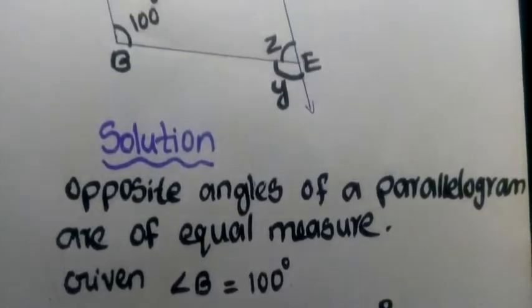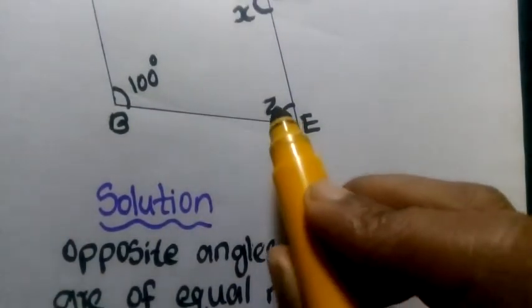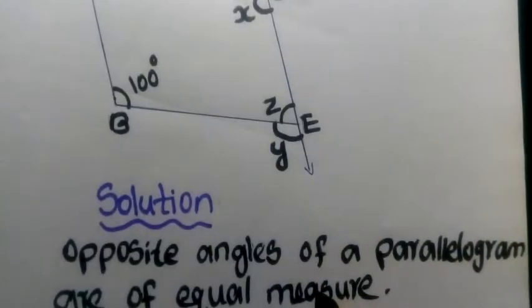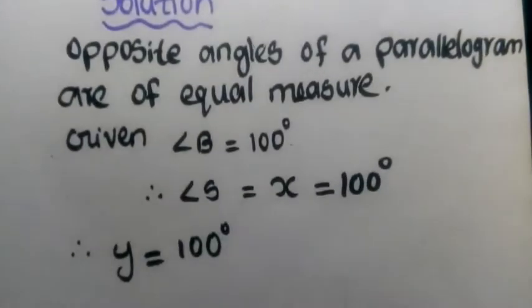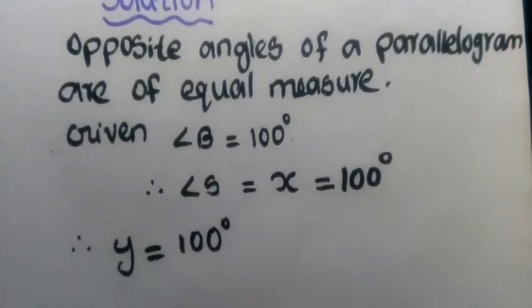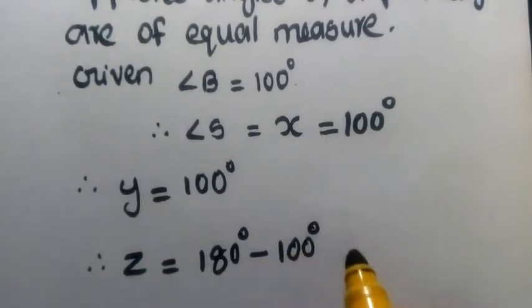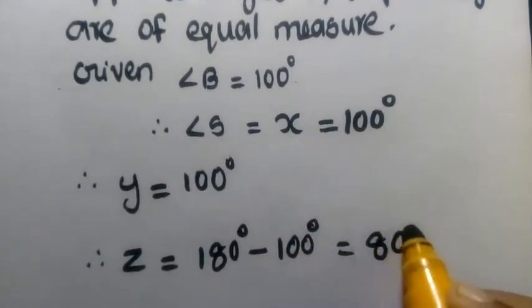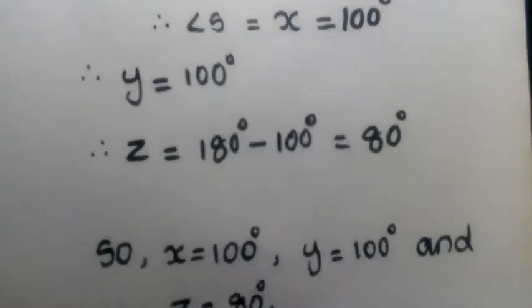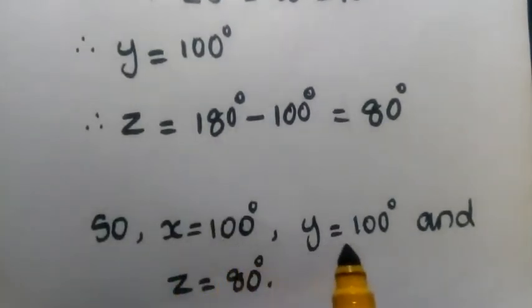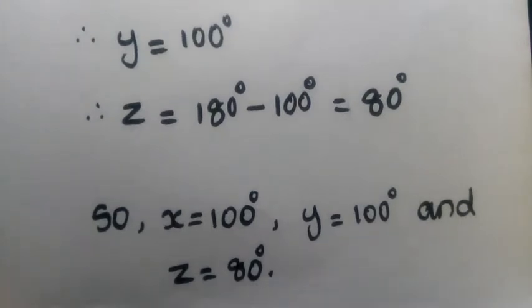Next, angle Y and angle Z are a linear pair of angles, so their sum is 180 degrees. We know that Y equals 100 degrees. Therefore, Z equals 180 degrees minus 100 degrees, which is equal to 80 degrees. So, X equals 100 degrees, Y equals 100 degrees and Z equals 80 degrees.